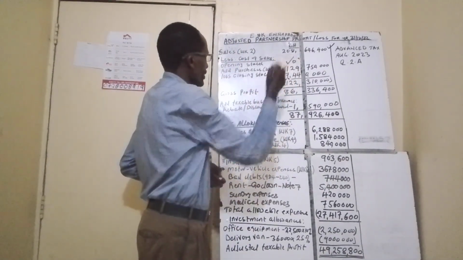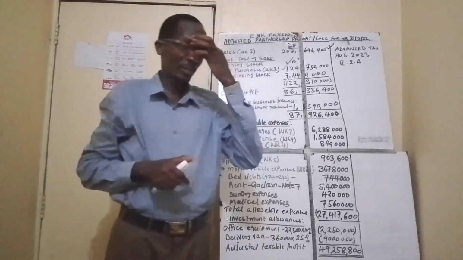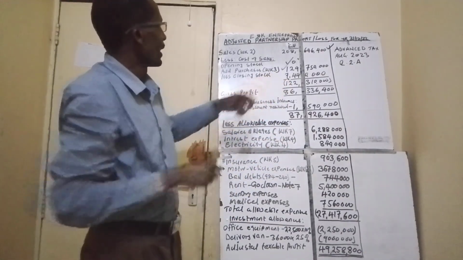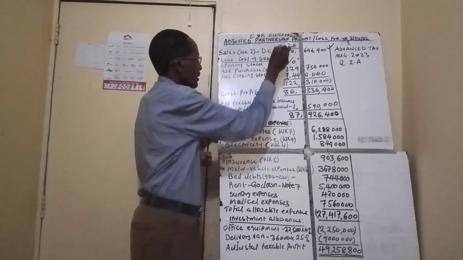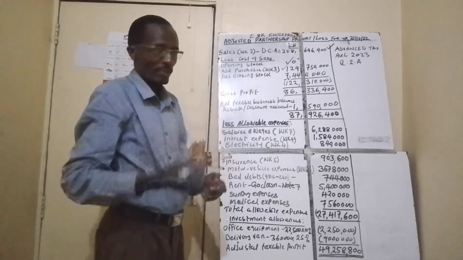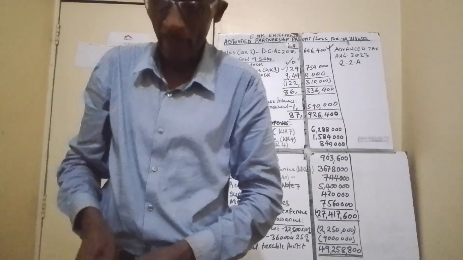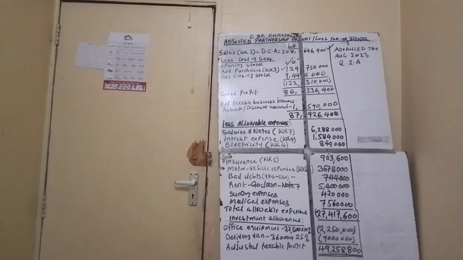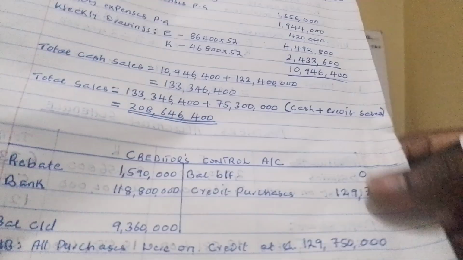We add purchases. Now, purchases comprise either credit purchases or cash purchases. Now, this one you have to calculate, you have to prepare. Remember, for sales, you prepared the debtors control account. To get the credit purchases, you prepare the creditors control account. Now, let me show you how we prepared the creditors control account, and that is working number 3. We look at working number 3, if you are able to see the creditors control account.